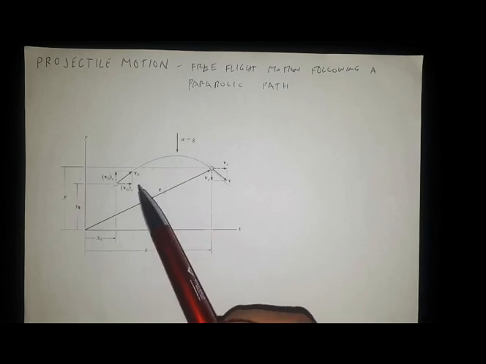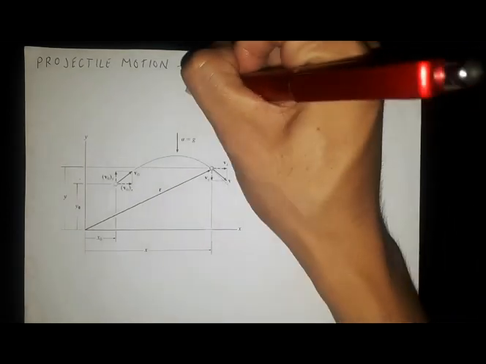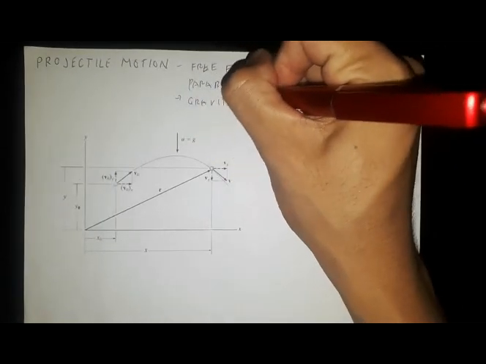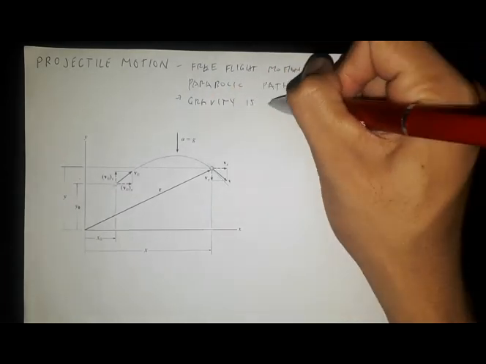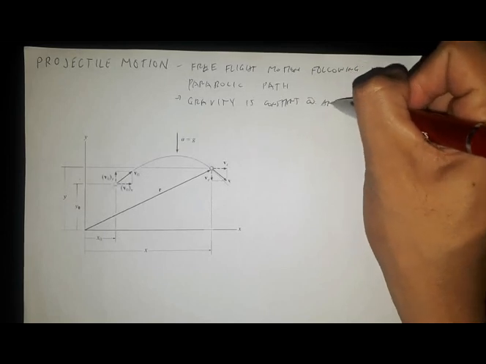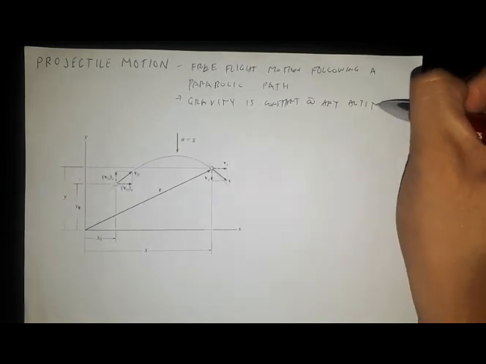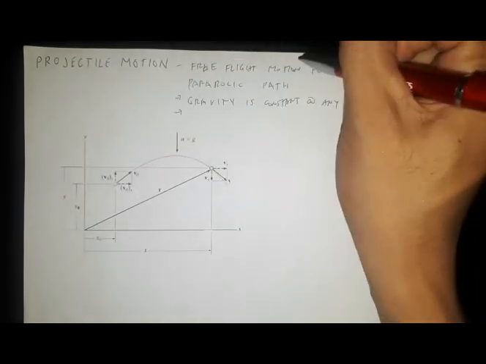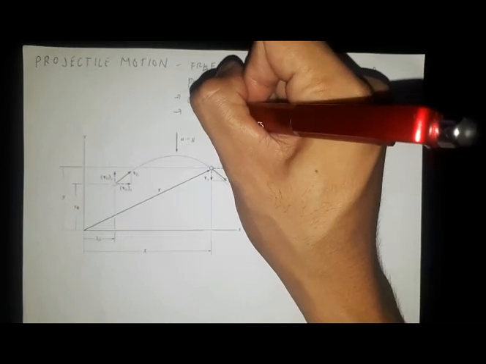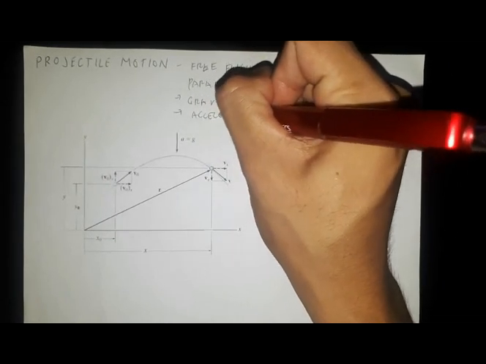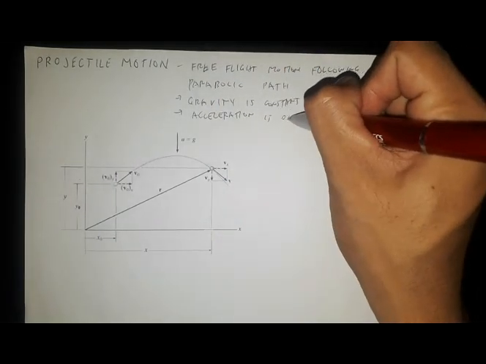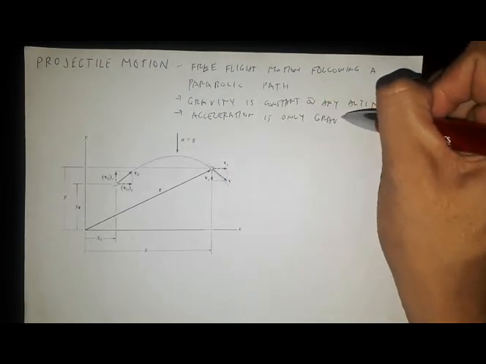So it works on the assumption that gravity is constant at any altitude, and the acceleration that acts on the motion is only the gravity.